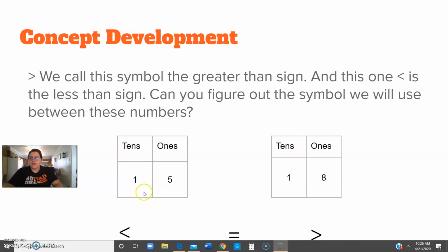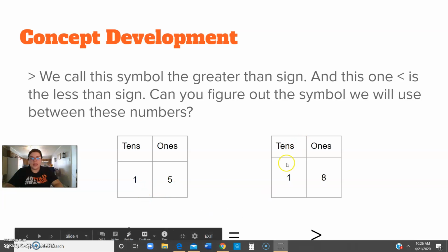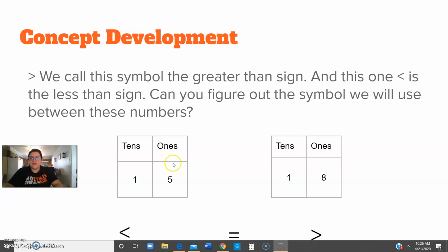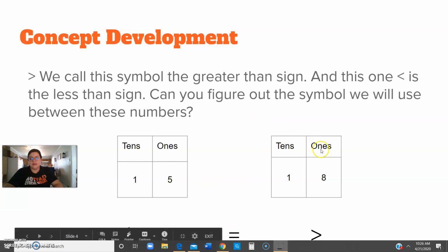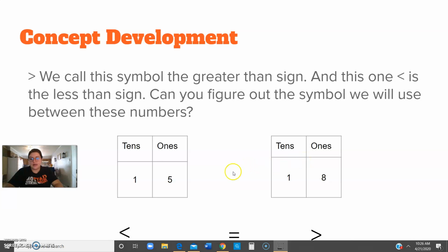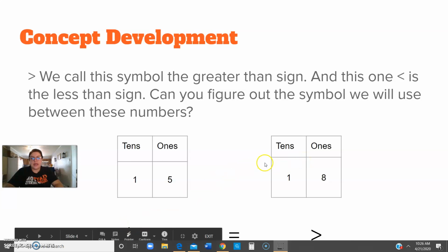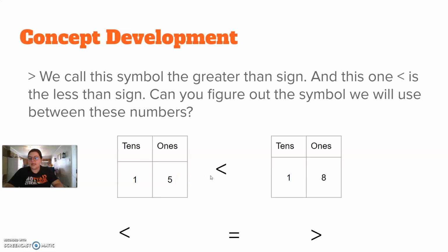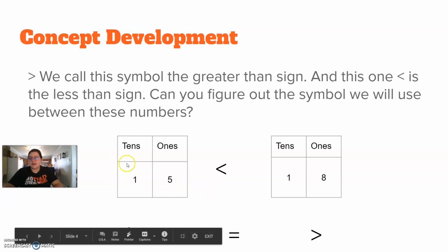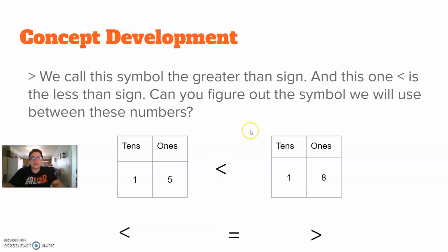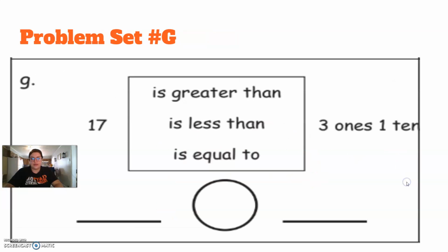So we have 15 and we have 18, okay? So is 15 less than 18, or is 15 greater than 18, or is 15 equal to 18? We know that 15 is less than 18, right? So is the mouth going to eat 18, or is the mouth going to eat 15? It's going to eat 18, right? So this statement now says 15 is less than 18.